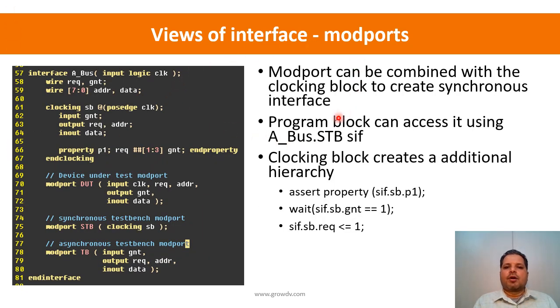So we were looking at Modport. Generally Modports are also combined with the clocking block, especially if you have a synchronous interface. This is an example demonstrating it. We have a bus, and we have declared a bunch of wires that are part of this bus. Now we can declare a clocking block over here, and this clocking block is clocked by this passed-in clock. Even within the clocking block you can define the directions. Here I'm defining input grant, output request and address, and inout data. And even within the clocking block I can define the properties.